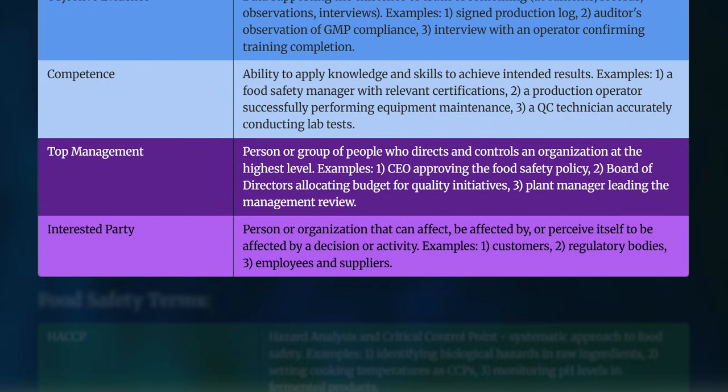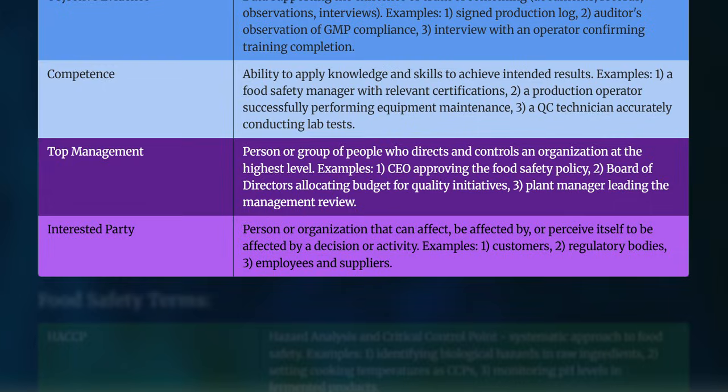And then you have interested party, another management term. It means party, person or organizations that can be affected by, or perceive itself to be affected by a decision or activity. Those are the interested parties. For example, customers, regulatory bodies, or employees and suppliers. All are considered interested parties.